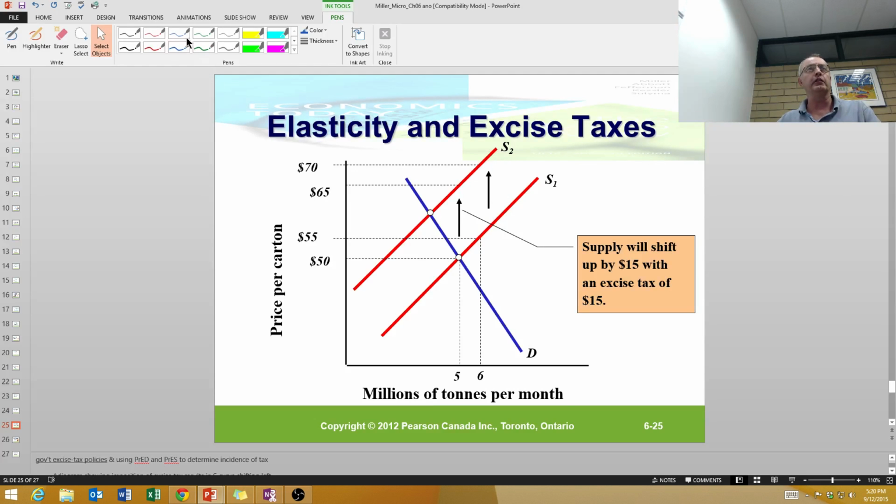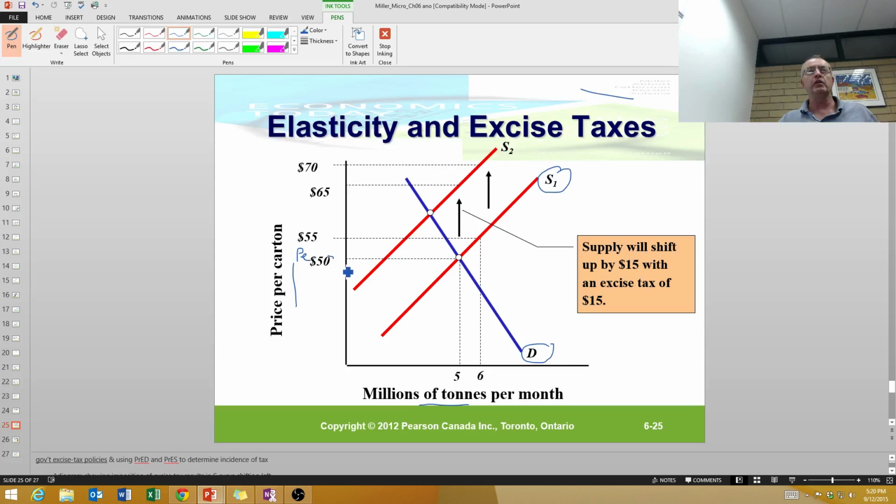Okay, so the first little thing we're going to look at here is just how an excise tax works. Here's our demand curve for cigarettes, so many millions of tons of tobacco per month. And here's our original supply curve. And here's our price per carton: $50 a carton. That's our equilibrium price.